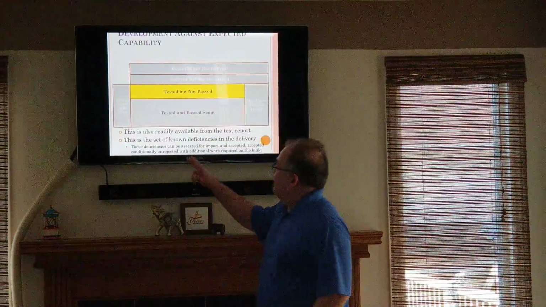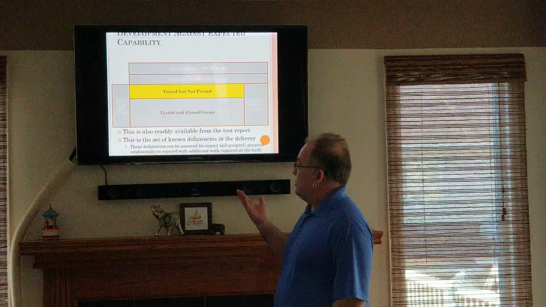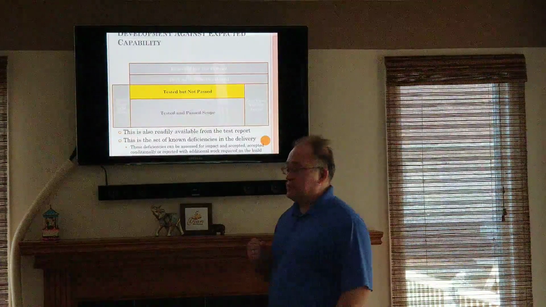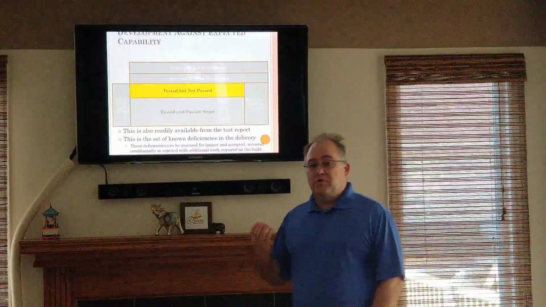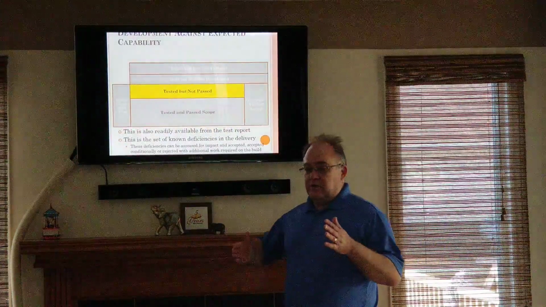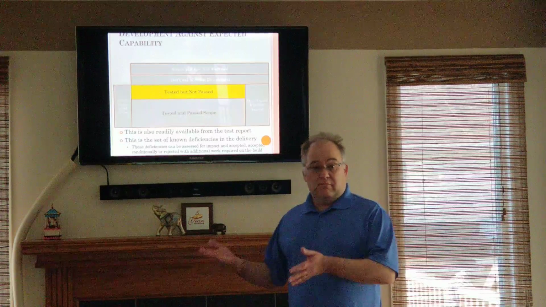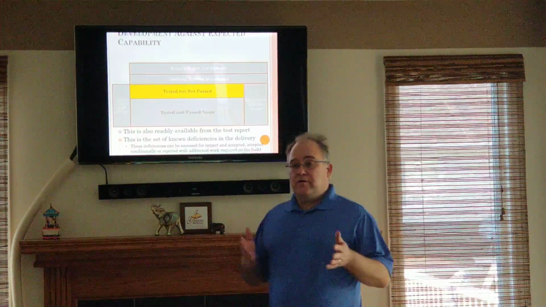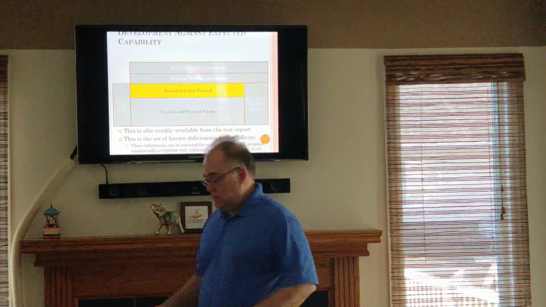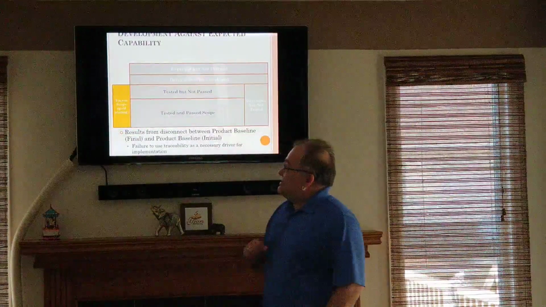Then we have the tested but not passed. It's also readily available from the test report. This is a set of known deficiencies in the delivery. Because they're known, that means that they can be assessed and evaluated, and they can determine whether or not the impact is sufficient that the build is still acceptable, or whether or not we really have to go in and fix these.